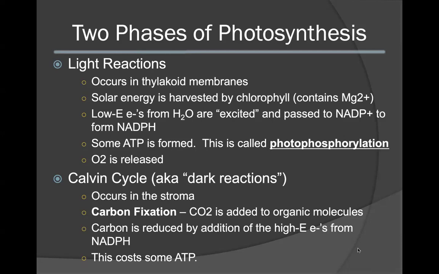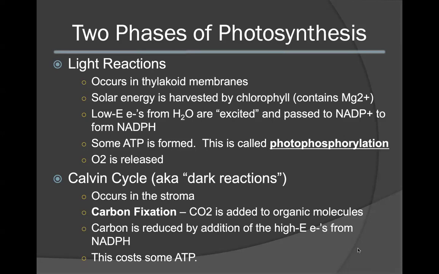Remember, in respiration, we saw oxidative phosphorylation, where oxygen was used and the energy from electrons was used to pump protons to create a gradient to produce ATP. In this case, we are once again going to see the production of ATP. However, the energy is going to be coming from the sunlight, hence photophosphorylation. In this process, in the light reactions, oxygen is going to be released.